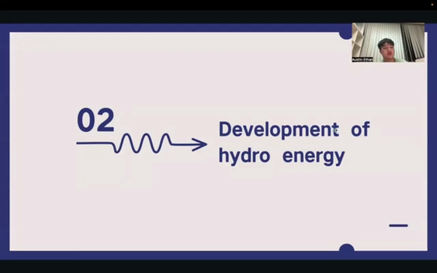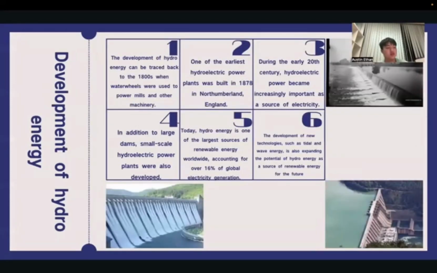Next, let's focus on the development of hydro energy. The development of hydro energy has a long history, dating back to the ancient Greeks and the Romans, who used water wheels to grind grain and perform other tasks. In the modern era, hydroelectric power plants were first developed in the late 19th century. Since then, the technology has been refined and improved to increase efficiency and reduce costs.